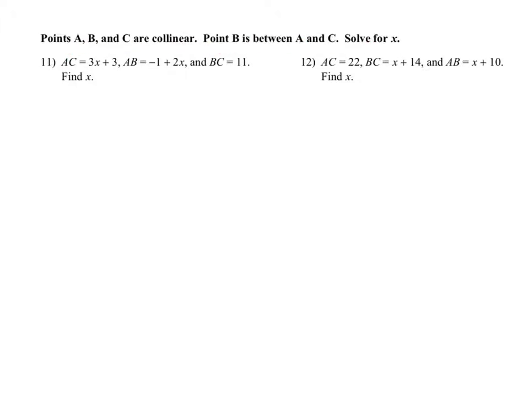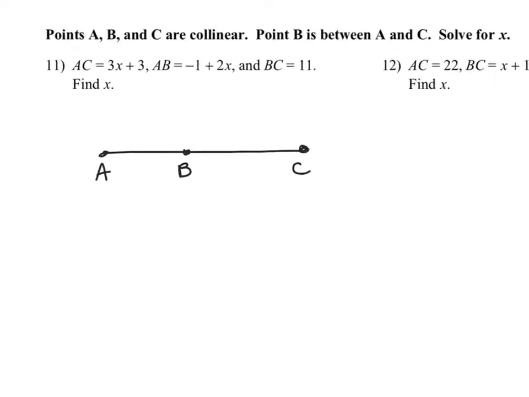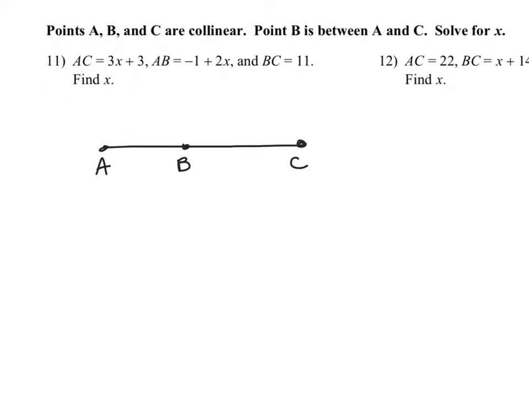B is between A and C. So I do want us to always draw what's happening. So we have A, B, and C. And again, we just know that B is somewhere in between. So whenever we're doing the angle addition postulate, I want you to start by creating an equation with your segments. So segment AB plus segment BC equals segment AC.